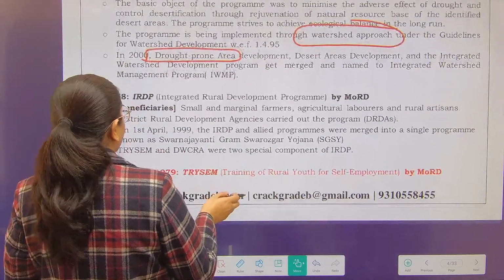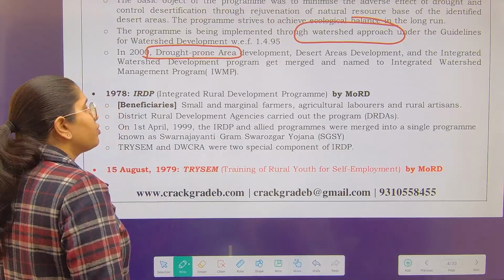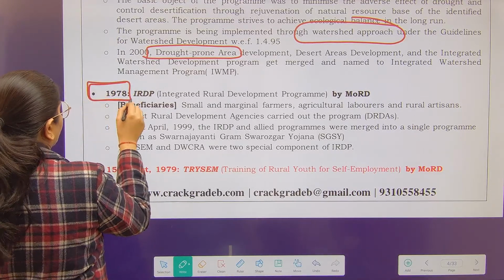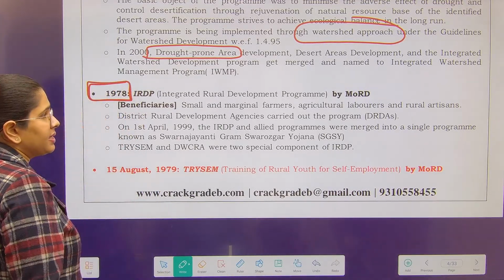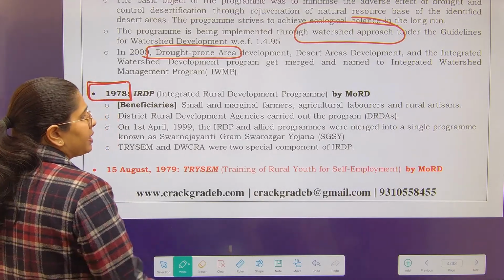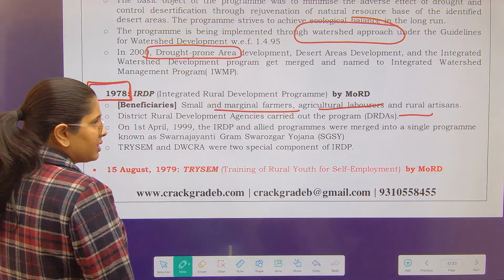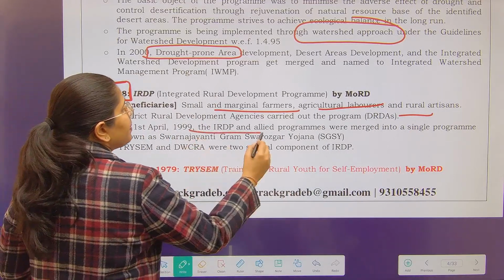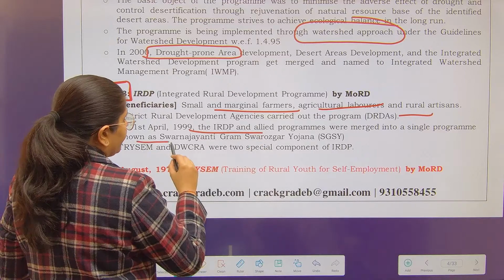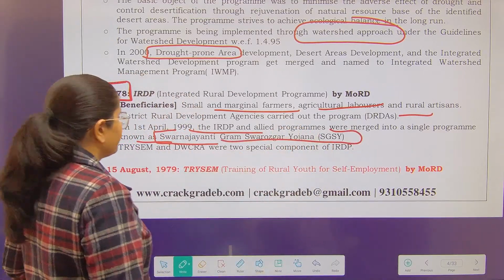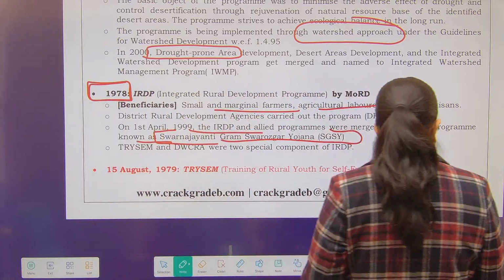Next is Integrated Rural Development Program, IRDP by MoRD. This was a very important program which was started in 1978. Farmers, laborers as well as rural artisans were the beneficiaries under this. IRDP and the aligned programs later got merged under the Swarnjayanti Gram Swarozgar Yojana. TRYSEM and DWCRA are two components.